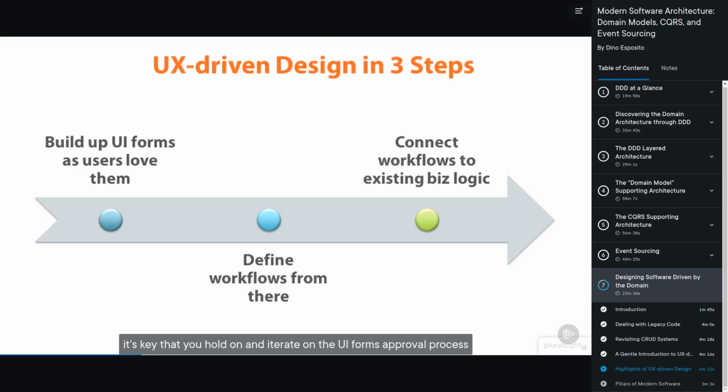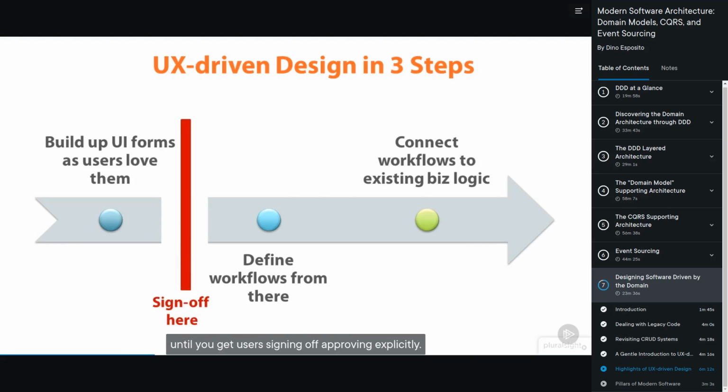For the whole method to work, however, it's key that you hold on and iterate on the UI forms approval process until you get users signing off, approving explicitly. And when they say, yes, this is what we want, and this is the way we like to work with this application, only then you proceed. Any time you appear to waste at this stage is saved later by not having to restructure the code because of a poor or wrong user experience.